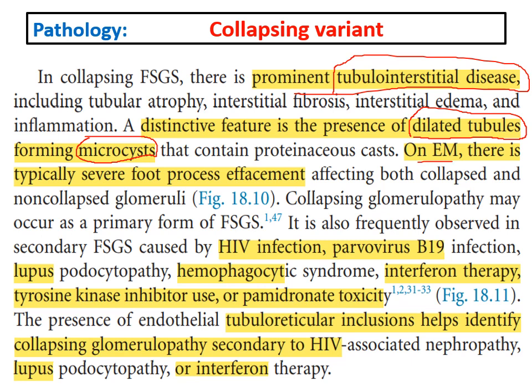On electron microscopy, of course, there is severe foot process effacement. This is a severe form. The collapsing variant is the most severe form of FSGS.